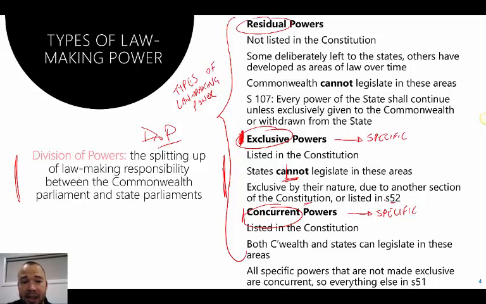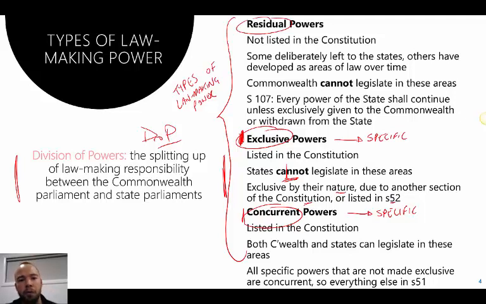So there are some that are just listed in Section 52 as powers that can only be used by the Commonwealth effectively, or they're exclusive by their nature. There are some areas of lawmaking power that, just because of what they are, are exclusive to the Commonwealth, and the states can't use them. An example of this is immigration: deciding who can and can't enter the country, who needs what type of passport or what type of visa, that sort of thing.